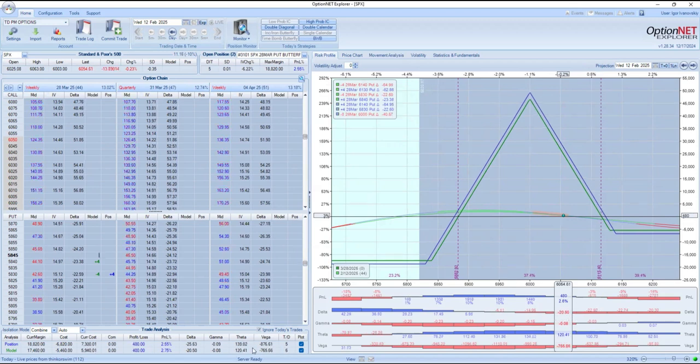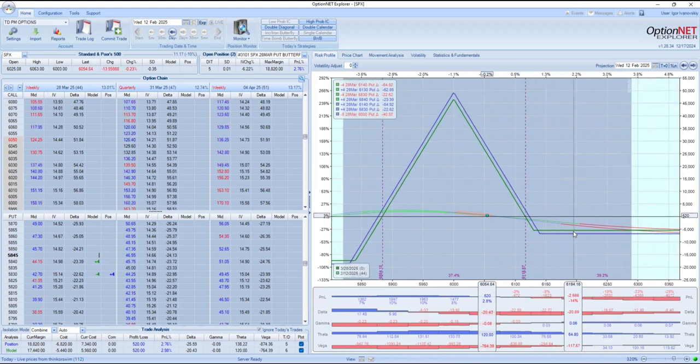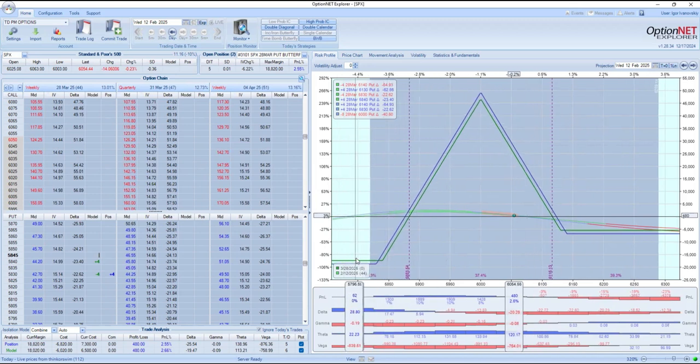We're also giving up some theta, right? So we go from theta plus 138 to plus 120 or so. So we're giving up some potential profit inside the tent in exchange for less risk on the upside and on the downside as well. Right, so that's one way to start to reduce our net exposure in this trade.